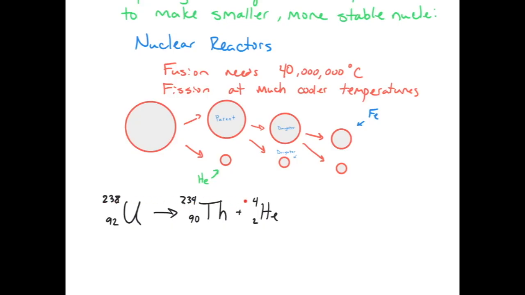So the top numbers add up together and equal. We've got 238 on this side, and these add together to make 238. We've got 92 on the left and 90 plus 2, or 92 on the right. And like fusion, the result of this nuclear decay, as we call it, or a fission of the nucleus, also results in the release of a lot of heat.